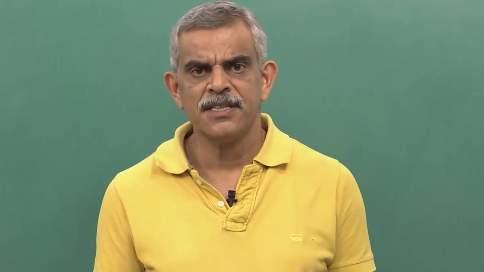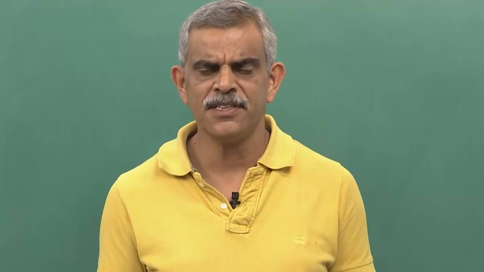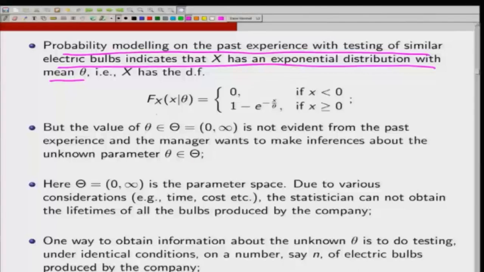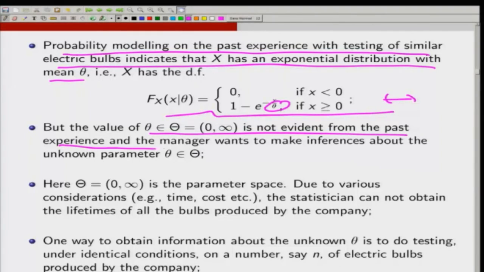Because the filament is under vacuum, it never fails. It fails only because of certain voltage fluctuations. So if there are perfect conditions, the assumption that the lifetime is represented by an exponential distribution is valid. That means my distribution function is of the following functional form. That is why it falls under the umbrella of parametric statistical inference, because I know the functional form. What I don't know is this theta. The value of theta is not evident from past experience, and the manager wants to make inferences about the unknown parameter theta.